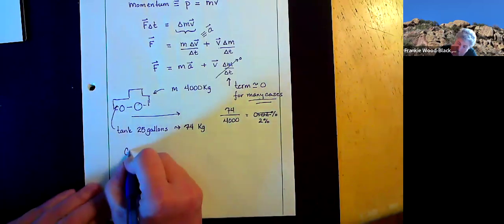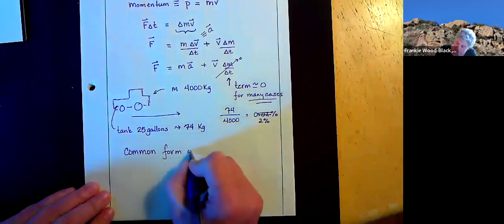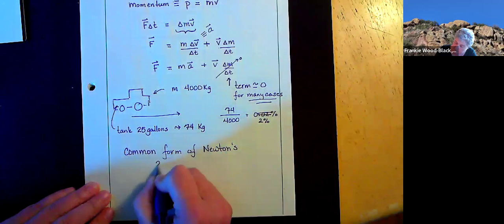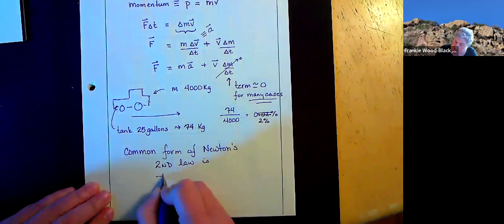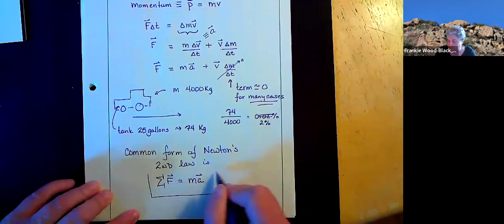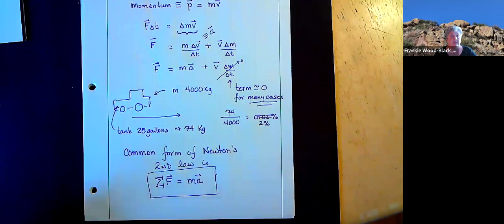So we get the common form of Newton's second law, that the sum of my forces is going to equal mass times acceleration. But I wanted you to see exactly where that comes from. It is a special case, and we'll come back to that special case later. So the sum of my forces is mass times acceleration.